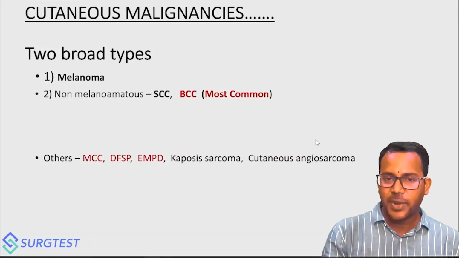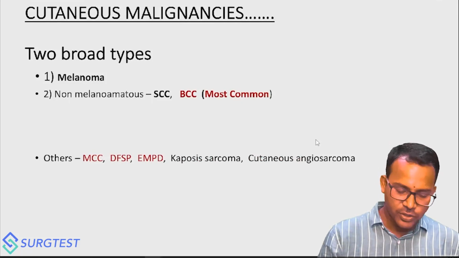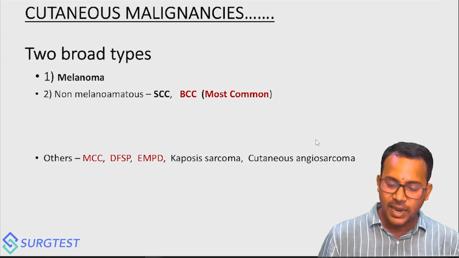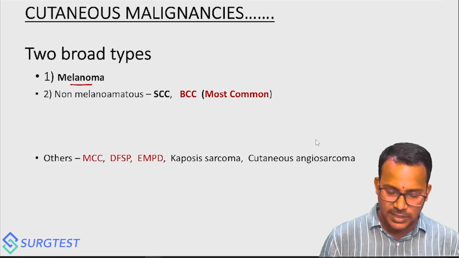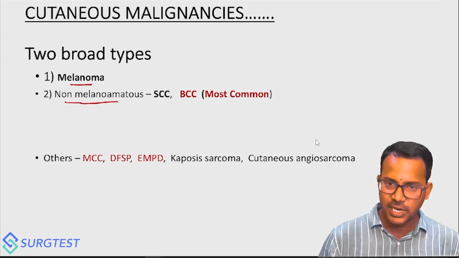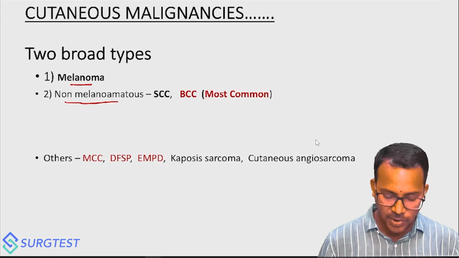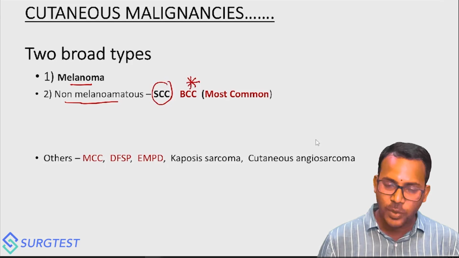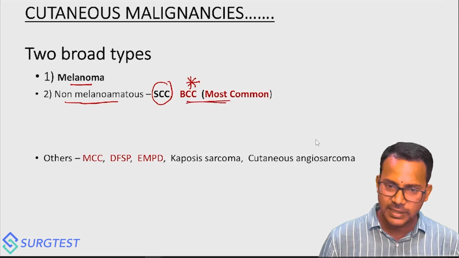Okay, so with this background, let us say not much more questions will be asked from the most basic parts of your skin. So let us go ahead with the cutaneous malignancies. And for your better understanding and for easy remembrance, I have divided these cutaneous malignancies into two broad types, which are melanomatous skin tumors and non-melanomatous skin tumors. These non-melanomatous skin tumors are constituted mainly by your squamous cell carcinoma and basal cell carcinoma. Basal cell carcinoma is the most common cutaneous malignancy. Among all the cutaneous malignancies, basal cell carcinoma is the most common.